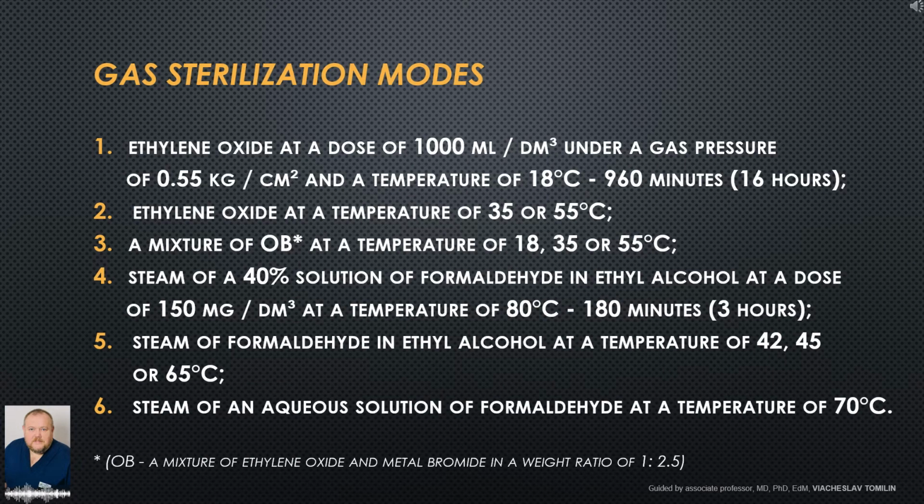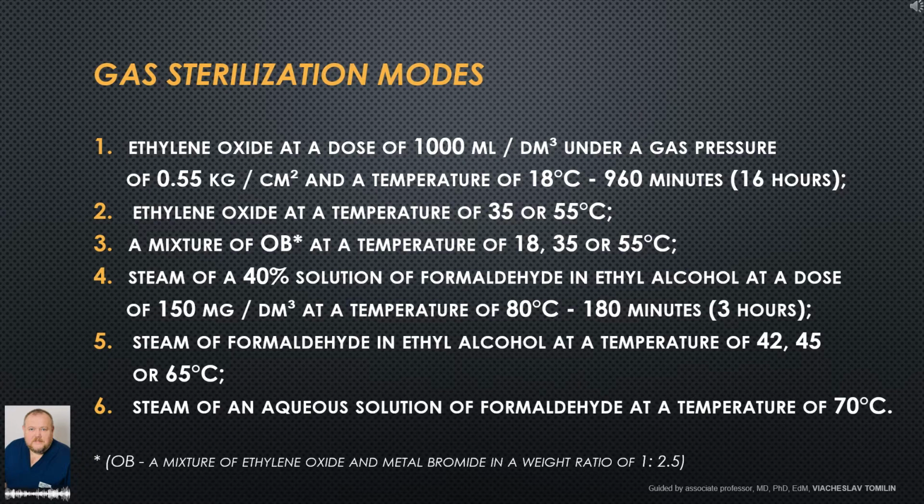Gas sterilization modes. 1. Ethylene oxide at a dose of 1000 ml per cubic decimeter under a gas pressure of 0.55 kg per square centimeter and a temperature of 18 degrees Celsius, 960 minutes, 16 hours. 2. Ethylene oxide at a temperature of 35 or 55 degrees Celsius. 3. A mixture of OB at a temperature of 18, 35 or 55 degrees Celsius.